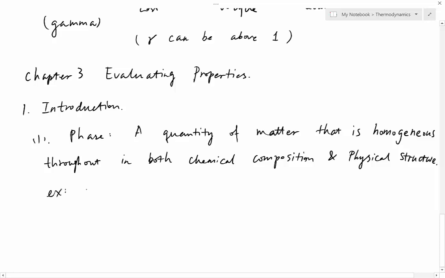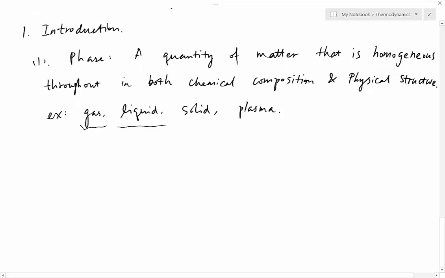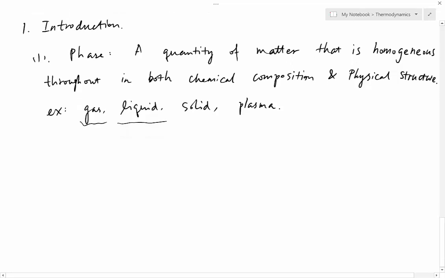And usually we deal with gas, liquid, solid, and the last one, plasma. Usually we have four phases. And in this class, we deal with gas and liquid. Okay, so that's the first one, phase. And next one, pure substance.